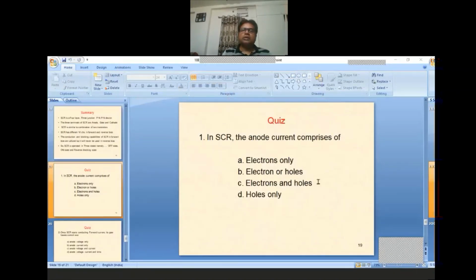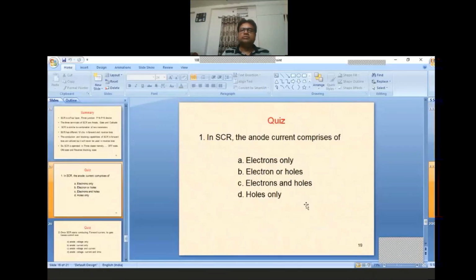Now, just to have a brainstorming, try to answer these questions. In SCR, the anode current comprises of, anode current is nothing but the forward current of SCR or SCR current, or the current flowing from anode to cathode of the SCR. The options are electrons only, electrons or holes, electrons and holes, holes only.